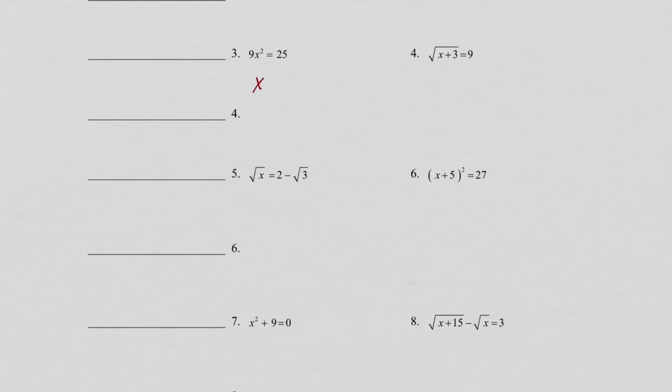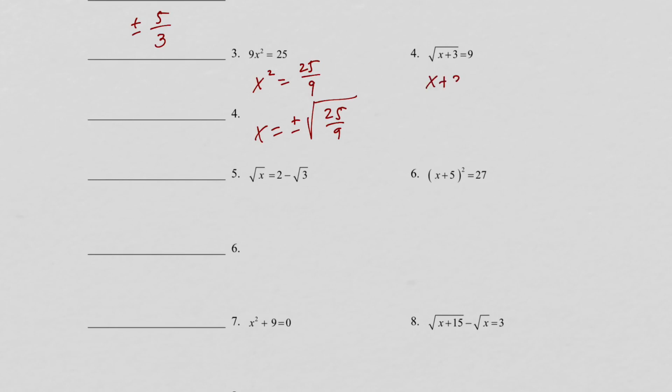Here we're going to divide each side by 9. So x is equal to plus and minus the square root of 25 over 9, which is plus and minus 5 over 3. Here we're going to square both sides.